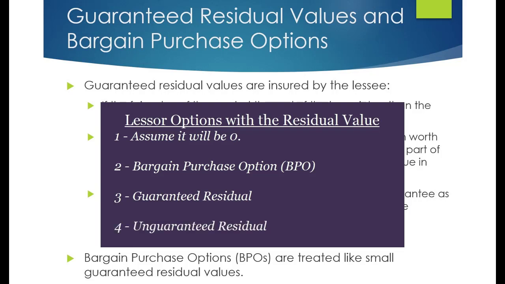Now the last option for the lessor is an unguaranteed residual. That's where the lessee simply won't guarantee that it's worth a certain amount. They'll try to keep it nice, but I'm not going to commit to it being nice. That is what we've already done in our examples. So the lessor still assumes it's going to get that amount. It still takes it out when it calculates the payments that it's going to receive from the lessee as part of that calculation of what the lease payment should be.